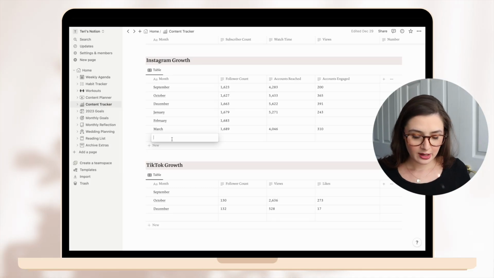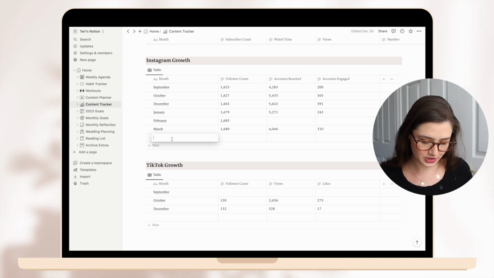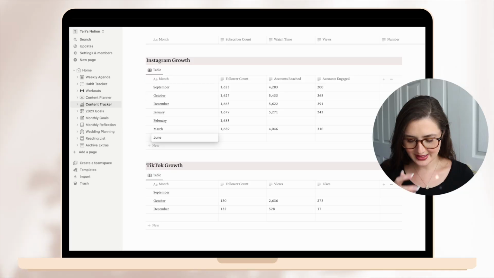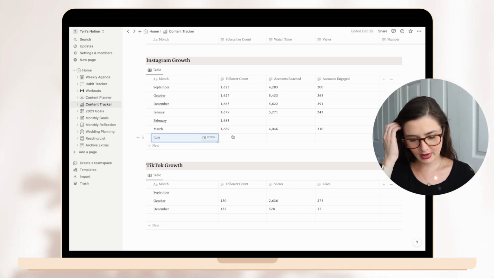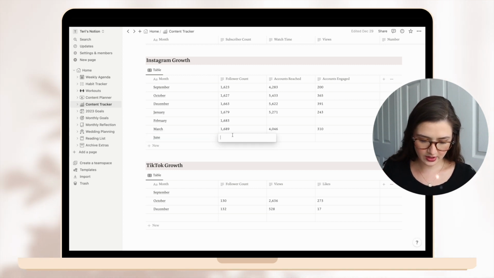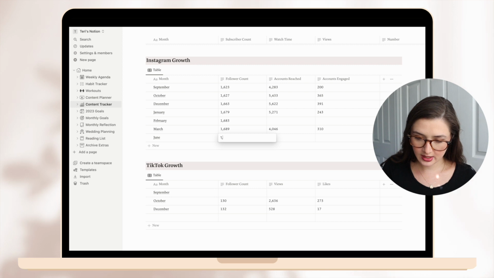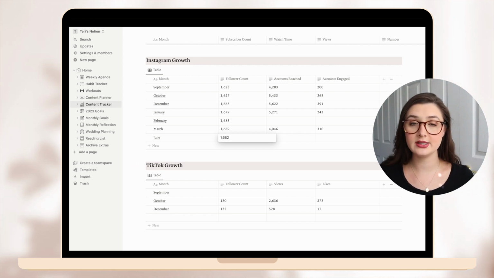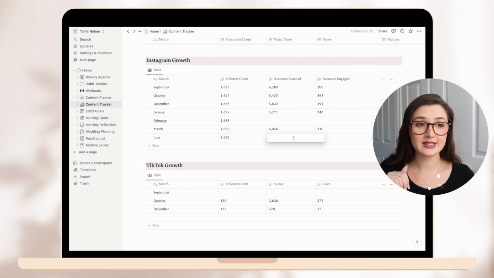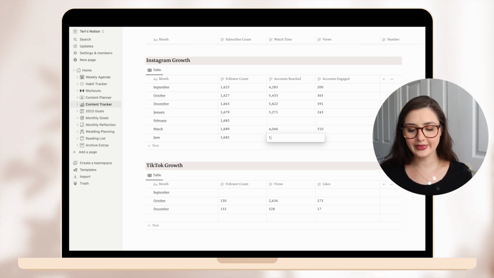For Instagram, I think it's actually less, to be honest. Every month I say, oh, I wanna focus more on Instagram, I wanna focus more on whatever. It just slips through the cracks. I don't know why. It's okay. I'm going to input my numbers and run with it. So I'm at 1,682. It's gone down. It's just about consistency. I've got to work on that.